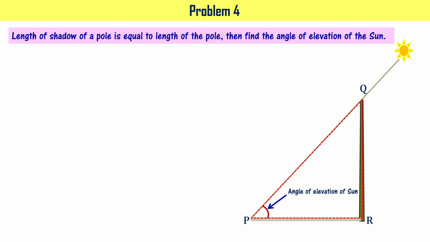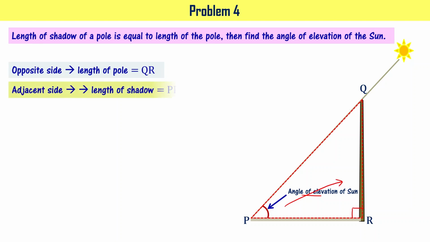If you draw a triangle, it becomes a right angle triangle. I'm denoting that as triangle PQR, where angle R is 90 degrees and angle P, that is angle of elevation of sun, is the acute angle, right? So for the acute angle, the opposite side is length of pole, that is QR, and the adjacent side is length of the shadow, that is PR, right?